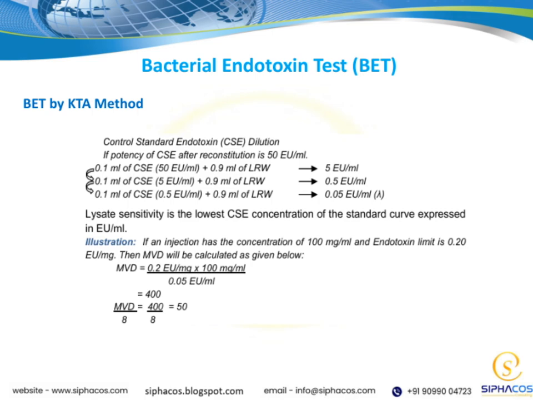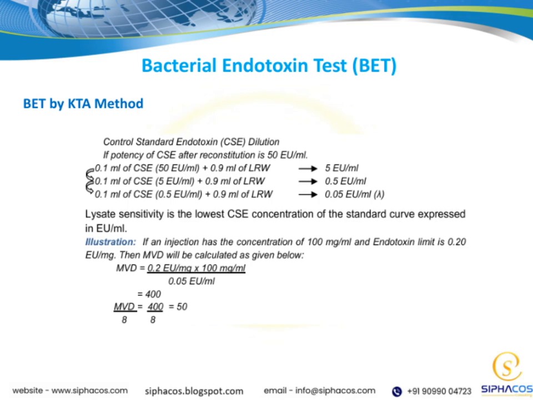The KTA method specifically refers to a technique designed to improve the accuracy and reliability of this test. It's important because endotoxin contamination can occur at any stage of manufacturing, and early detection allows us to prevent compromised products from reaching patients. In essence, the BET by KTA method is about maintaining the highest safety standards in our pharmaceutical processes. It connects directly to the overall theme of quality assurance, ensuring that our products are not only effective, but also safe for use.